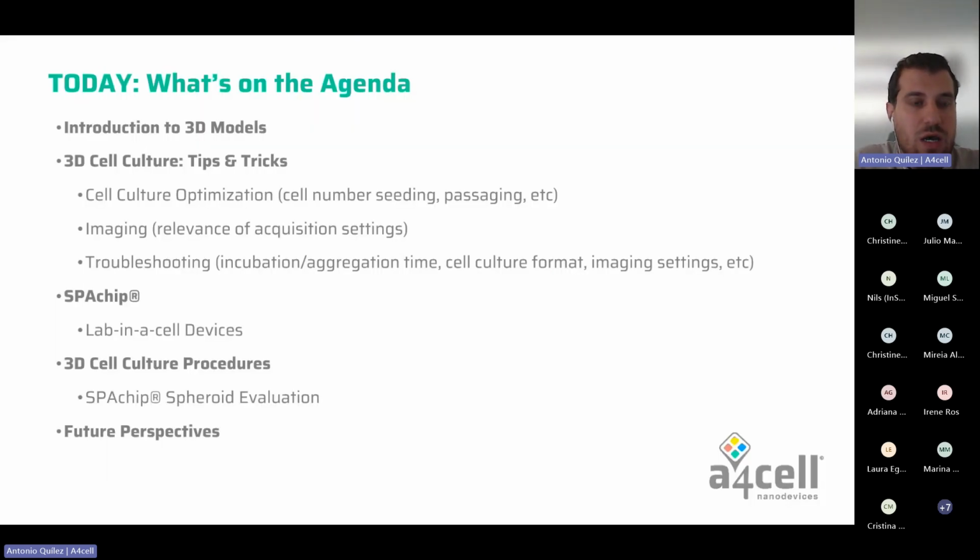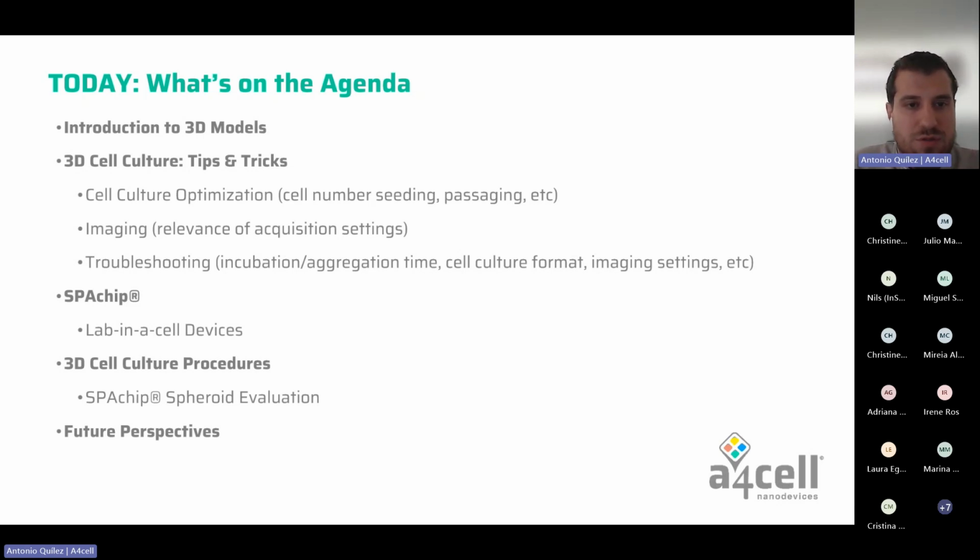So today, the topics that we'll be covering include an introduction to 3D models. We'll talk about 3D culture tips and tricks. So some information that I've gathered for those of you thinking about shifting from 2D to 3D analysis, some things that you might find useful and that will also help you when setting these new experiments up.